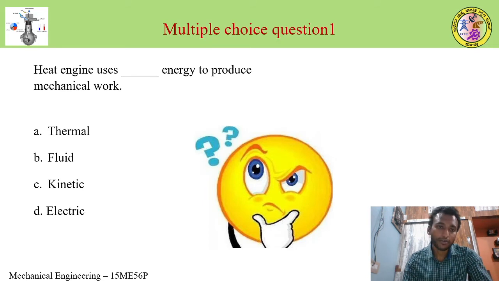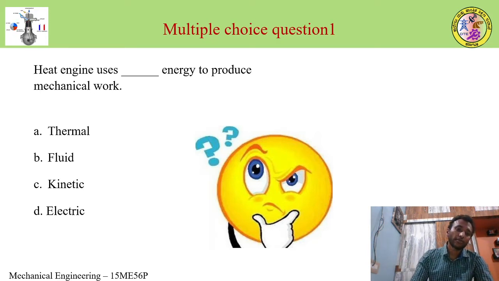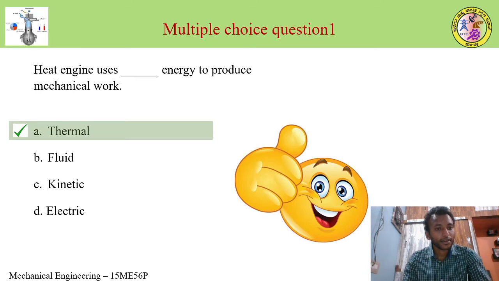So they're asking which energy is converted into mechanical work. These are a few answers they have given: thermal, that is heat, fluid, kinetic and electric. So if you observe the first or second slide which I explained, you can easily tell the answer. That is thermal. Thermal means heat is produced.